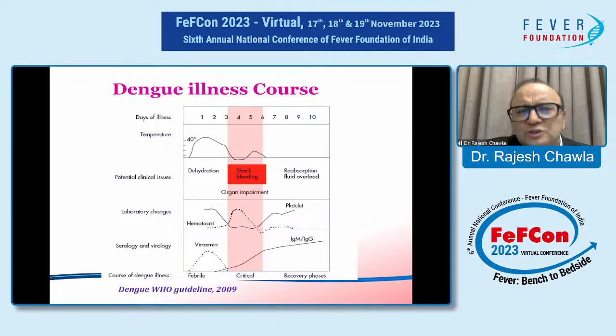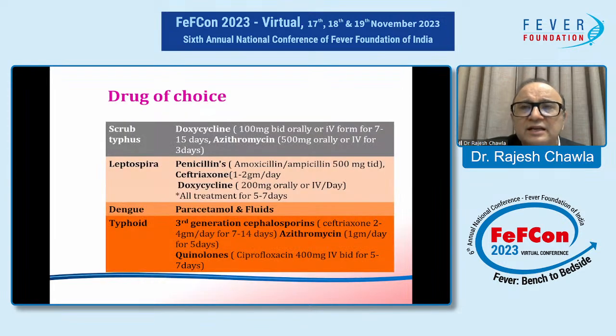Dengue is most often supportive treatment. You have to resuscitate the patient, you have to treat the shock, you have to give fluid, and if there are indications, give platelets in that particular patient. Scrub typhus, doxycycline is the drug of choice.